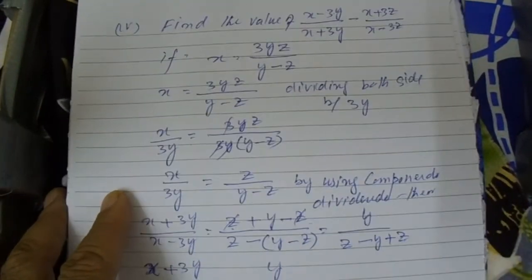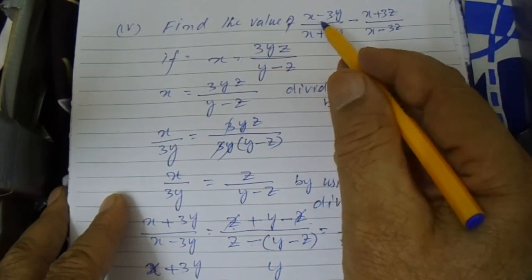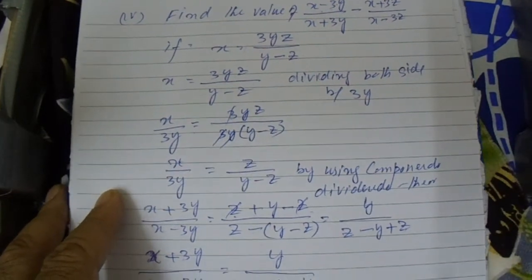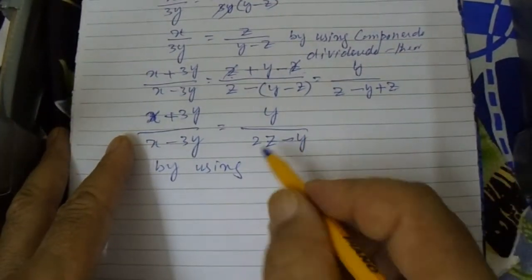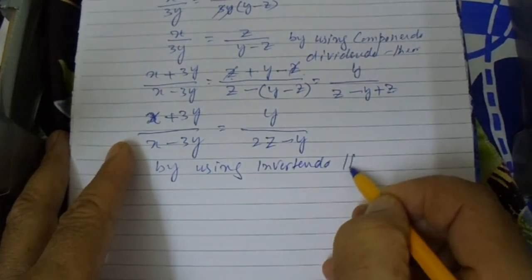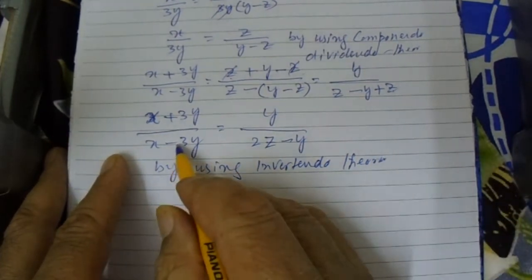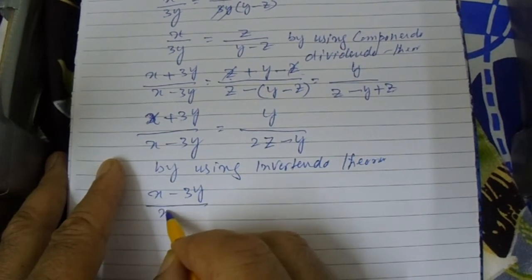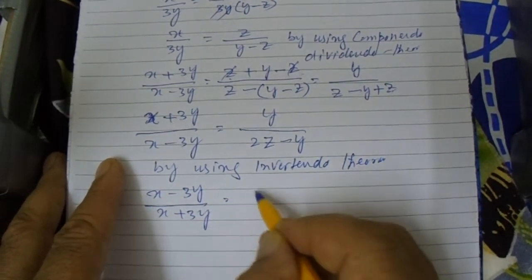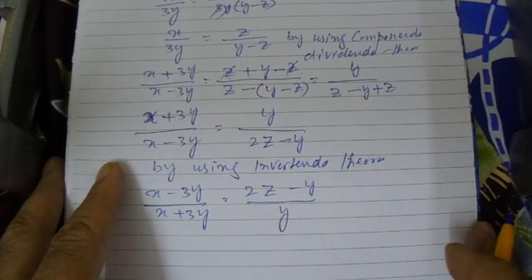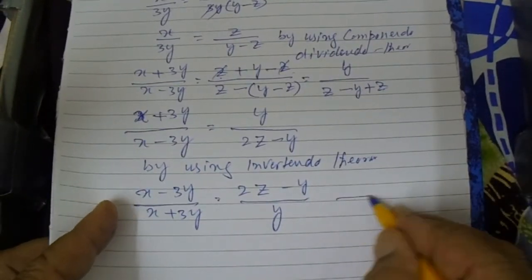Now because we want to write x minus 3y, we find this by using the invertendo theorem. By using invertendo theorem, we shift this: x minus 3y over x plus 3y is equal to 2z minus y over y. Yes, this is our first result.